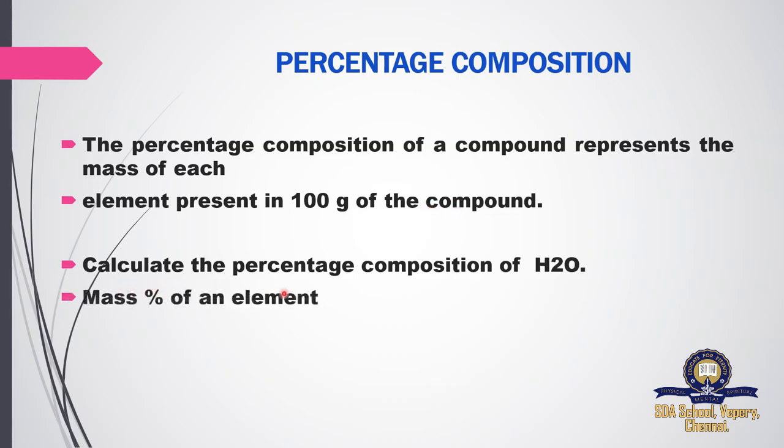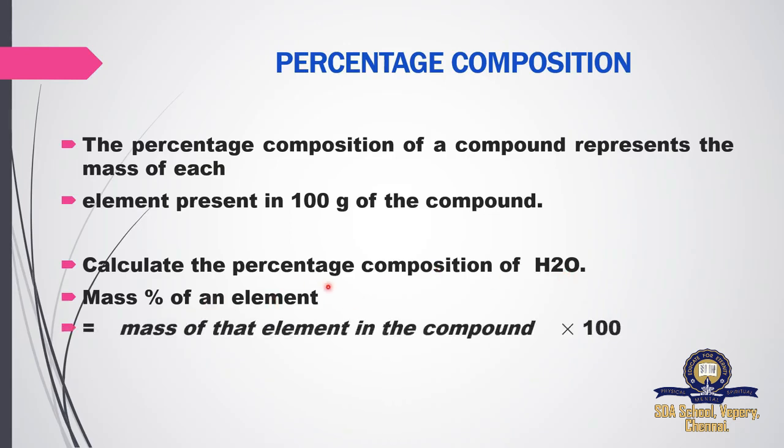Next, calculate the percentage composition of H2O. H2O is nothing but water. Mass percentage of an element, how to find out? Here we have a formula. Mass percentage of an element equals mass of the element in the compound into 100 by molar mass of the compound. So these are the two things: first we need to find out the weight of the element, then the total molar mass of the compound. With that we multiply by 100, and we get the percentage composition.